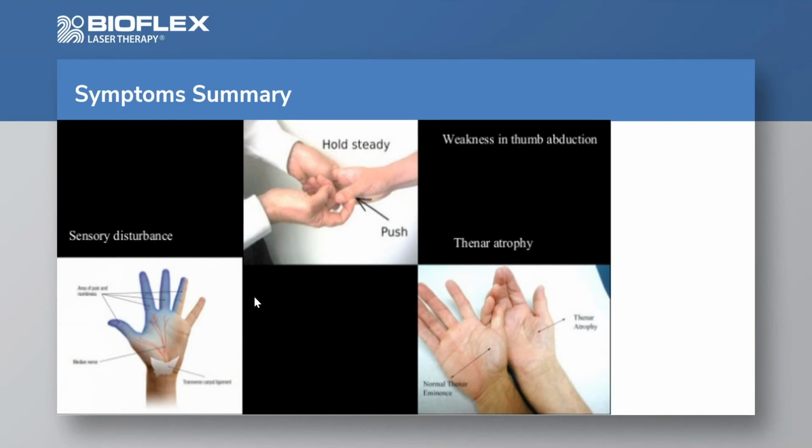So, summary overall with the symptoms, of course, know that there's a sensory disturbance. There can be motor weakness, so make sure you do muscle testing. And of course, in the later stages, make sure you're aware of any atrophy that's occurring in the thenar eminence. Make sure you always compare bilaterally in the hands as well to get an idea of what the opposite side is doing.